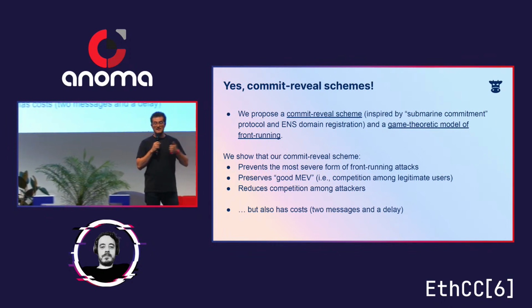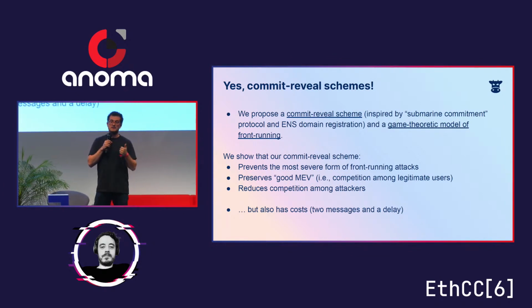The first result is that this commit-reveal scheme prevents the most severe forms of front-running attacks. And I realize that this statement requires me to tell you what we mean by the severity of an attack, and this will be in a couple of slides. Then it's also, we think, interesting because it preserves legitimate competition among users. So if you want, it preserves good MEV. And again, how we distinguish between legitimate competition and attack, the formalities are in the paper, but I will give you an intuition in a couple of slides.